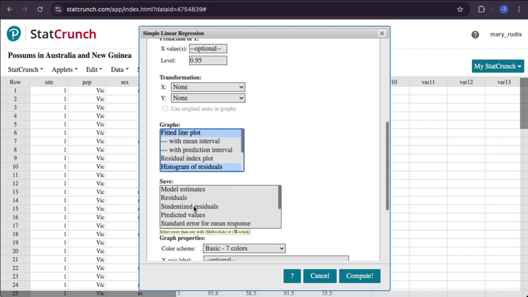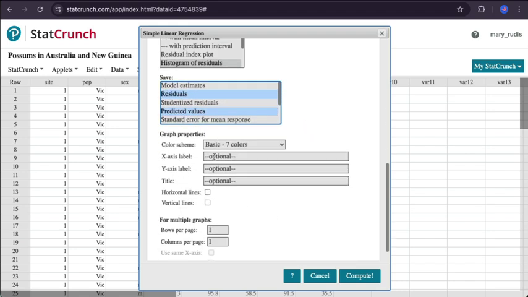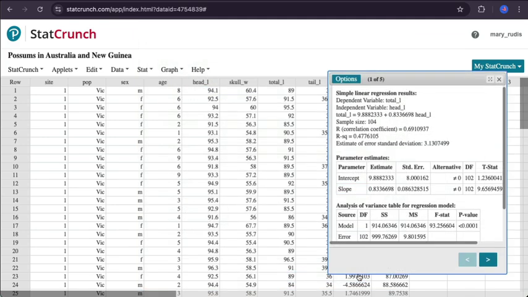We also want to save, we're going to create a new column for both the residuals and the predicted values. So we want a new column for residuals and predicted values, okay? And I believe that is going to be good enough for us. So there's different optional characteristics that you can give to your graphs, but let's just leave it as it is. And we're going to hit compute.